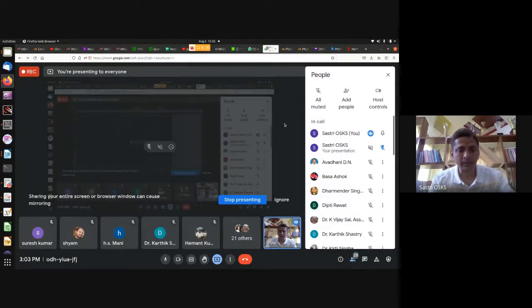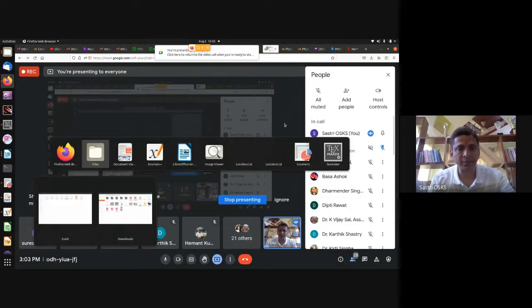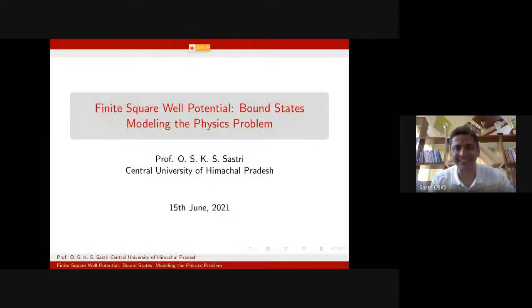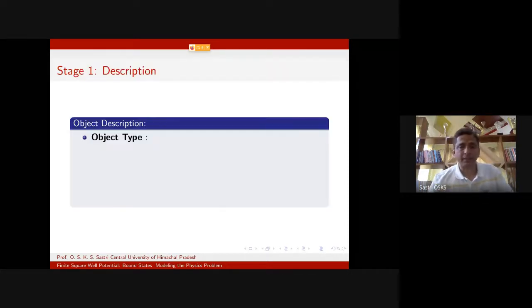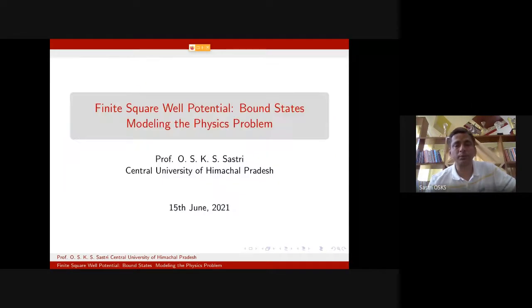So now let me again take you through. Actually, I would prefer to write, but the morning session already had writing, so let me go through a PowerPoint for a change. This is something that we prepared earlier. Again, I would like to take you through the modeling of this physics problem before I move on to the other aspects.